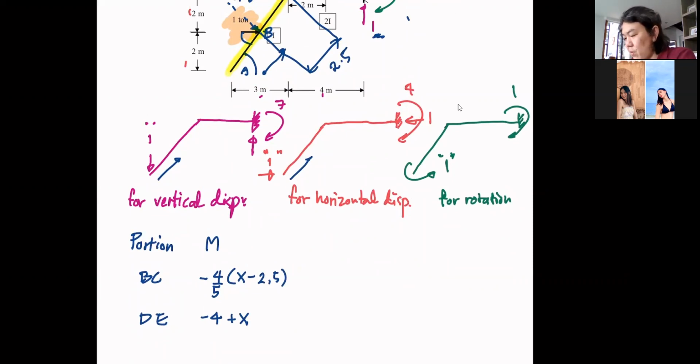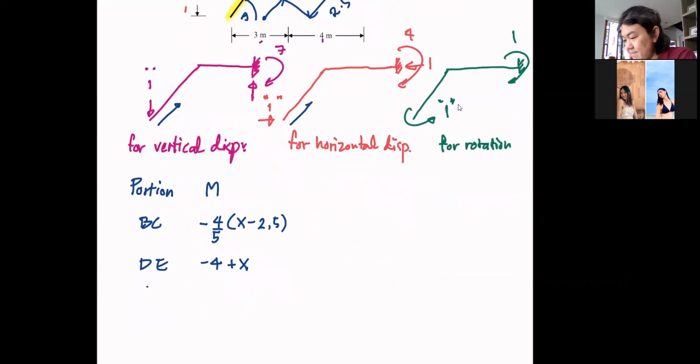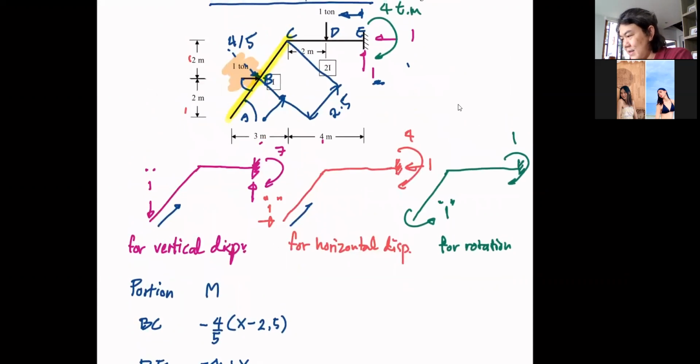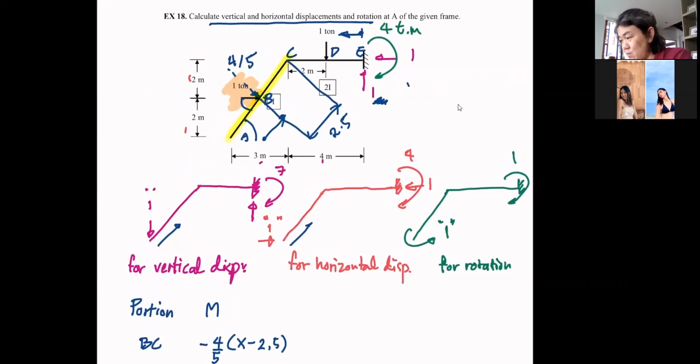And then I move on to the portion CD. You can see, in fact, that because this reaction here is accounted for this one, when we are beyond point D, the shear force comes down to 0 and the moment becomes constant. If you don't believe me, you can try to draw the free body diagram of member CD, right? And before that, you probably need ED.